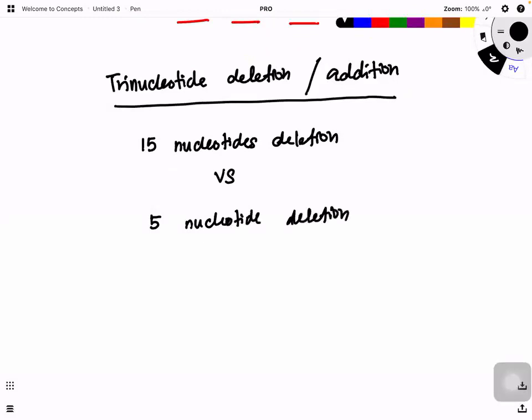Both of them are severe. 15 nucleotide deletions versus 5 nucleotide deletions. So which one is more severe? In this case, actually, the 5 nucleotide deletion is more severe. Why? Because 5 is not a multiple of 3. Are you clear? As long as it's not a multiple of 3, you will have a frame shift.